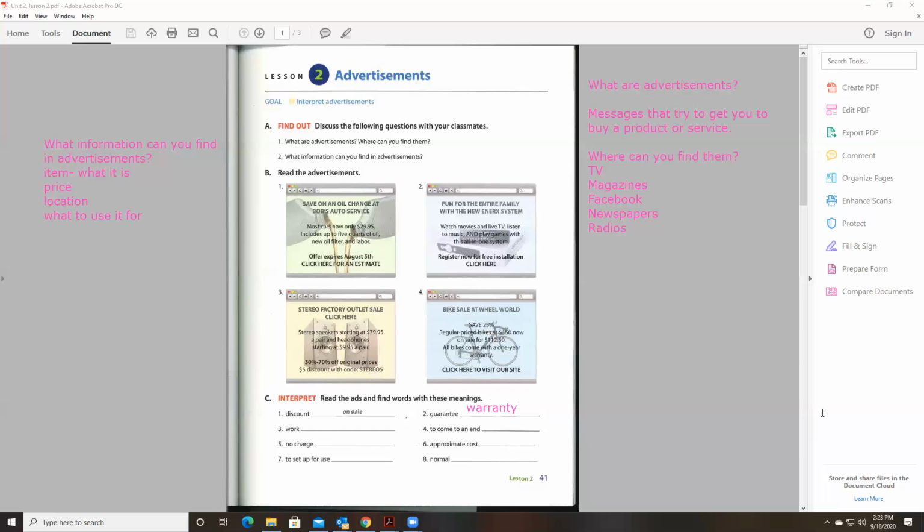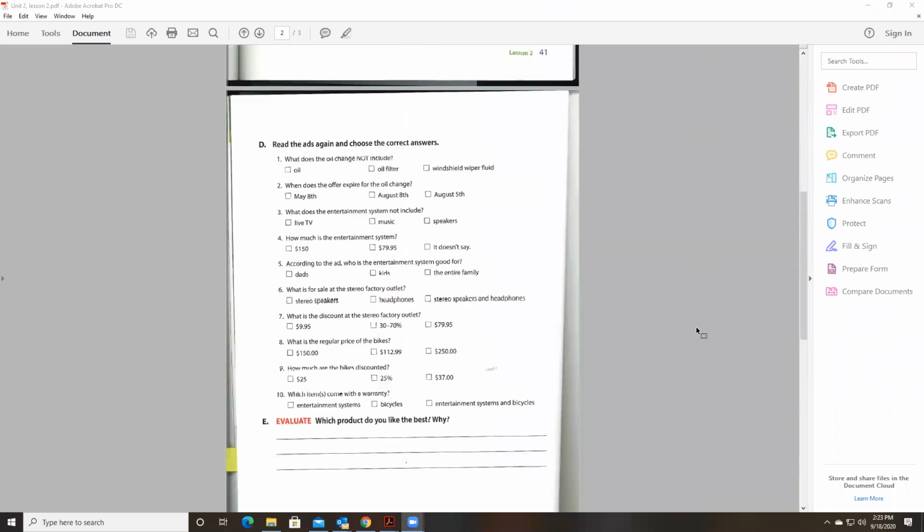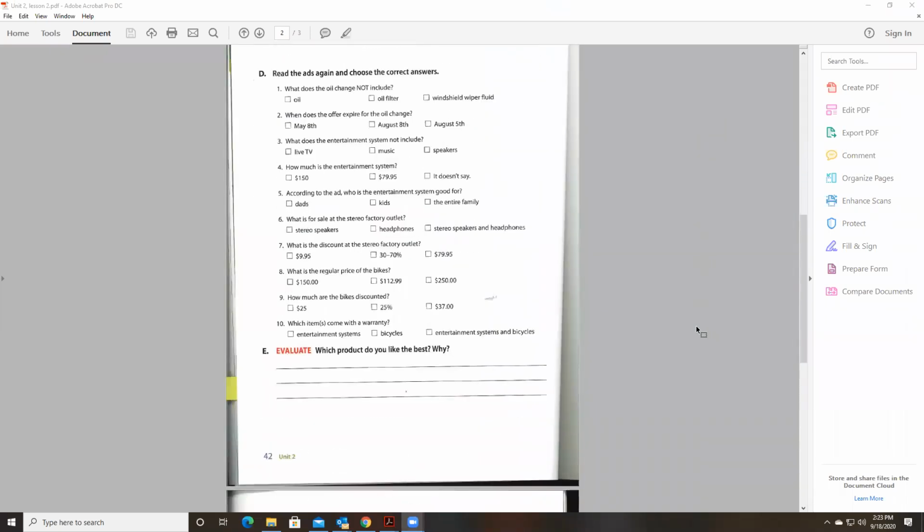I want you to go ahead and read the ads and find words with these meanings or that mean the same. All right, so let's look at 2. It says read the ads again. Those additional 6 I will check on Monday.